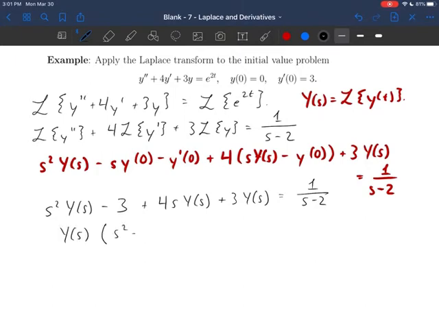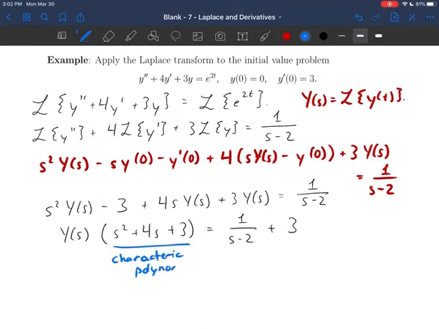We can get all of our terms together that have a Y of s in it. We get Y of s times s squared plus 4s plus 3. And we can bring the 3 over to the other side, equals 1 over s minus 2, plus 3. Now notice that this thing that we have here is the characteristic equation, or the characteristic polynomial. That's no accident. In fact, in many courses, the characteristic polynomial is defined as the thing that happens when you apply the Laplace transform in this way to a linear equation.